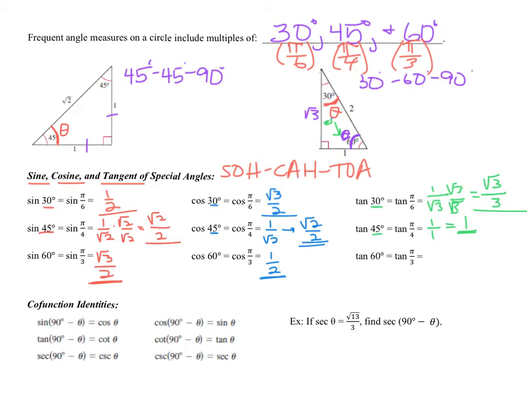Sine at 30 degrees matches with cosine at 60, and cosine at 30 degrees matches with sine of 60. Let's see what happens with tangent. Tangent at 60 degrees is going to be opposite over adjacent. That is square root 3 over 1, which simplifies to square root 3.